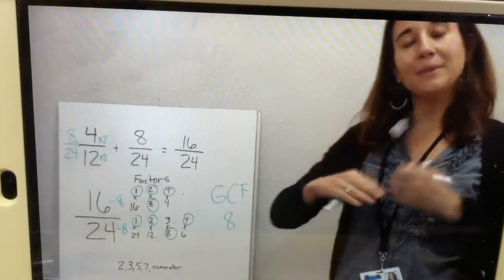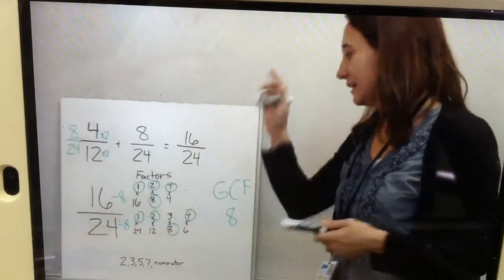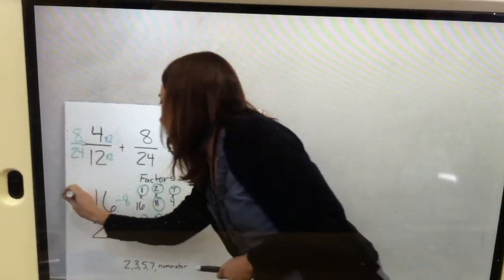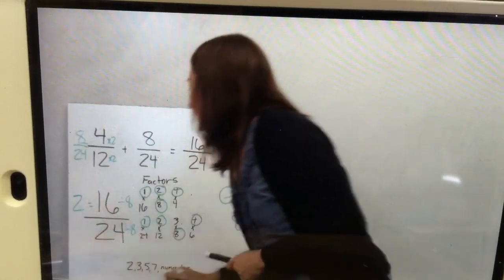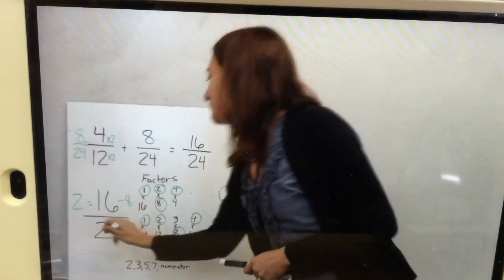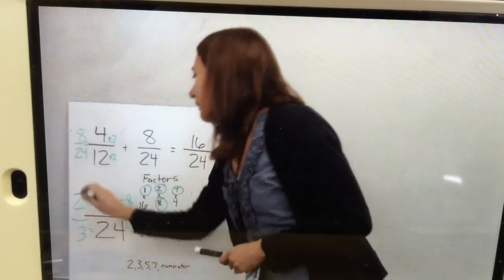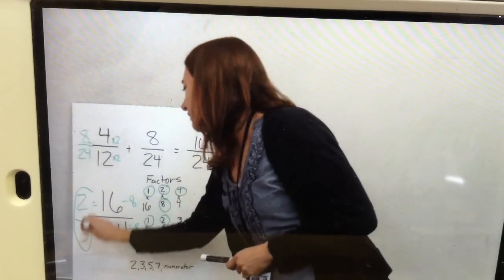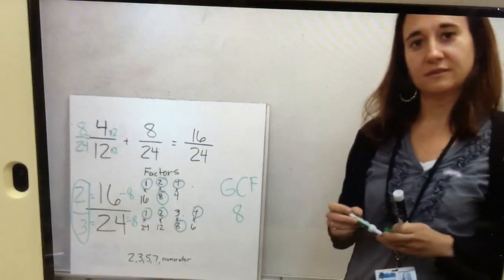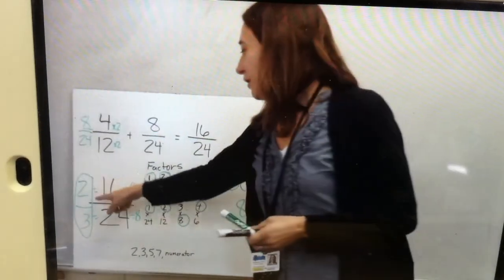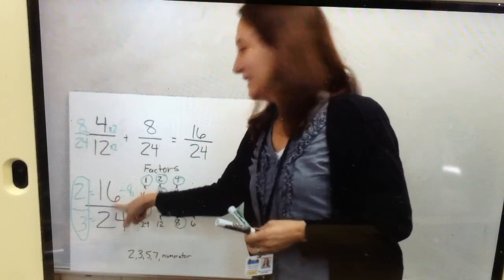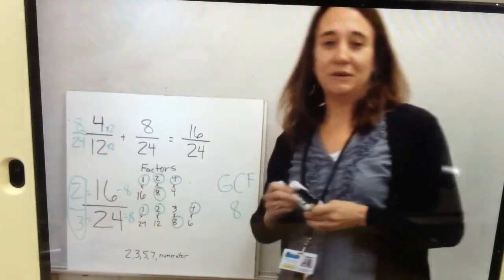16 divided by 8. How many times will 8 go into 16? 2. How many times will 8 go into 24? 3. So our new simplified fraction is 2/3. 2/3, 2 times 8 would give you 16. 3 times 8 would give you 24.